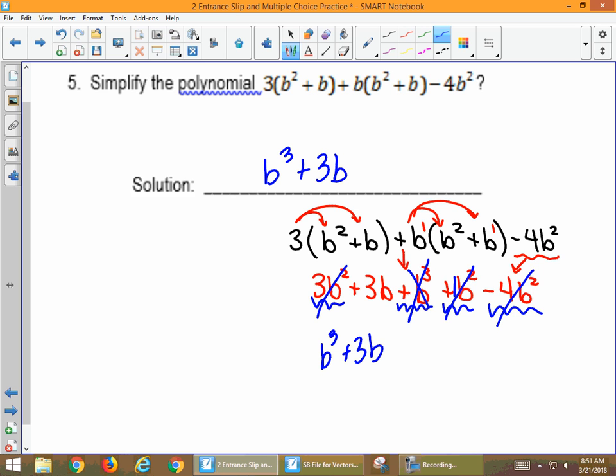If it helps you to write out, like when we did this b squared business, 3b squared plus 1b squared minus 4b squared. And then you can see, oh, it's totally done. If that little middle step helps, that's great. 2 more problems, and then we're going to let you practice on your own.